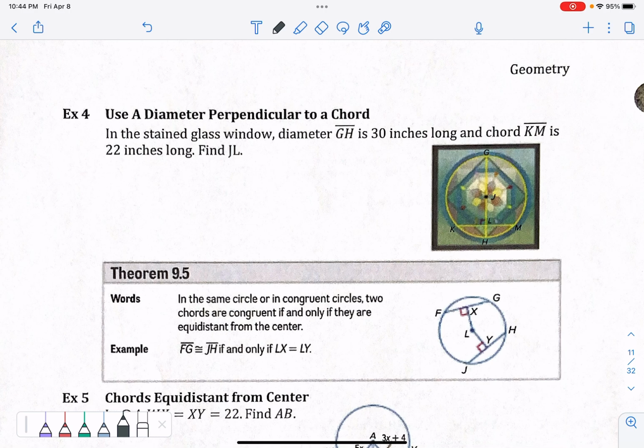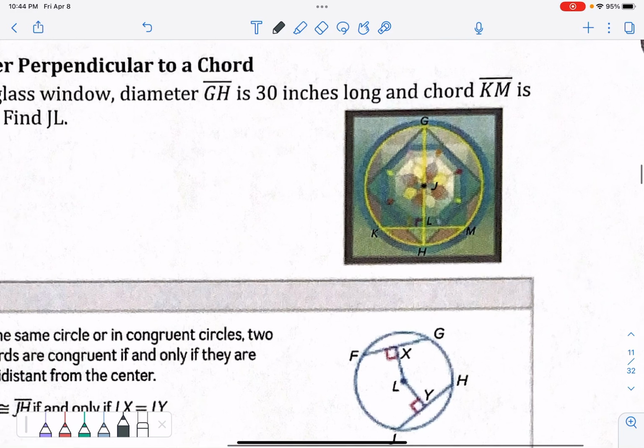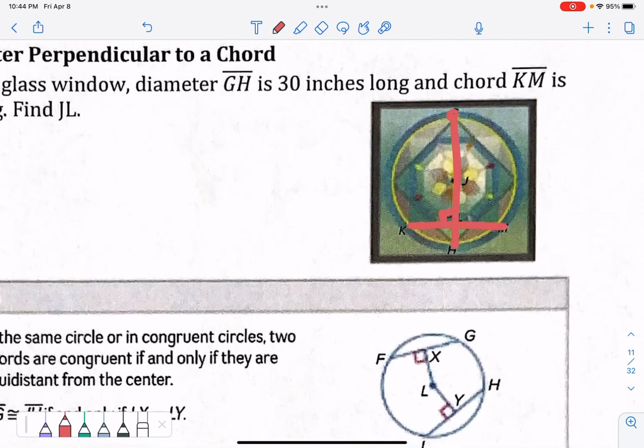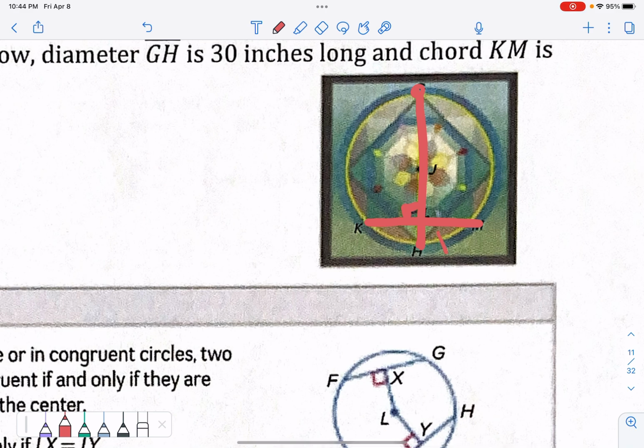We're doing like a stained glass window or something here, and it says GH, which you can't see very well, is 30 inches, and that is the diameter. So GH is going all the way across the circle, and that is 30 inches long, okay? From end to end, that's the diameter, 30 inches long. And then the chord, KM, is perpendicular to it, so it's making a 90-degree angle, and that is 22 inches long, okay? So this chord is 22, and the entire length of the diameter is 30, okay?